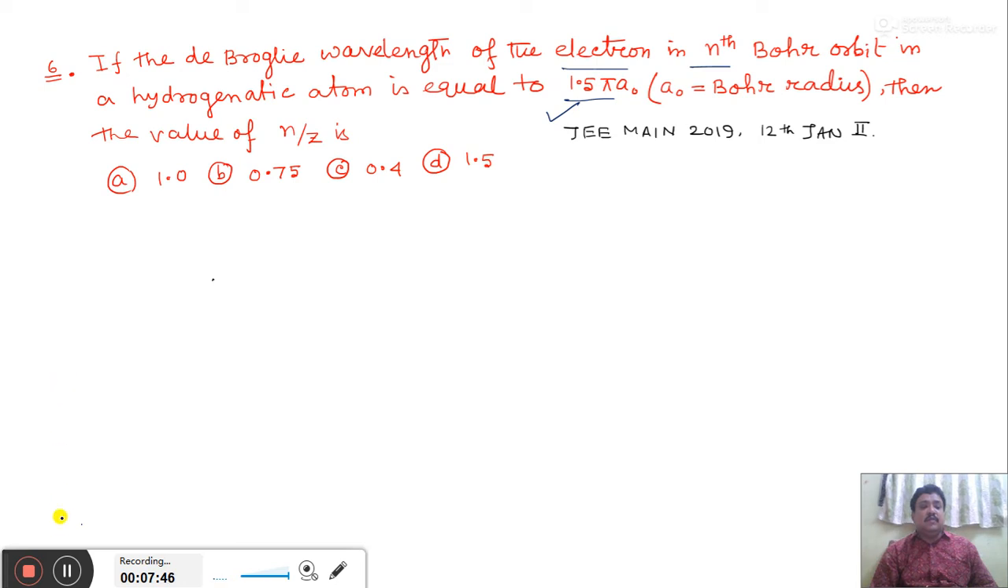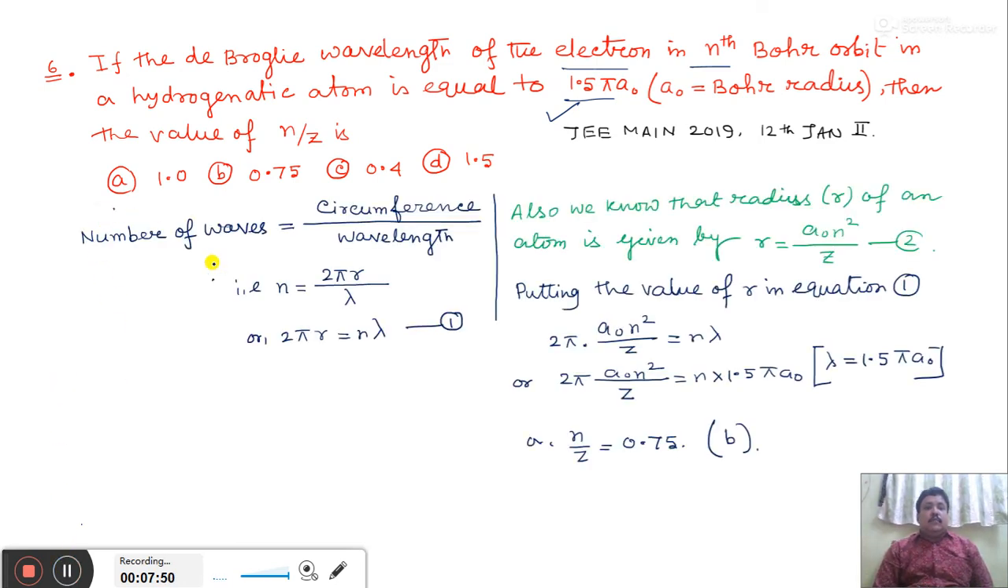Now we can solve the problem. We know the number of waves is equal to circumference by wavelength. That means small n is equal to 2 pi r by lambda, or 2 pi r is equal to n lambda, equation 1.